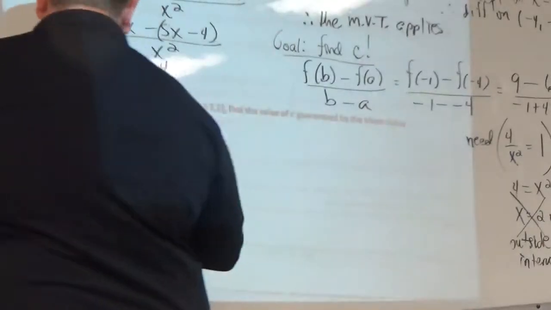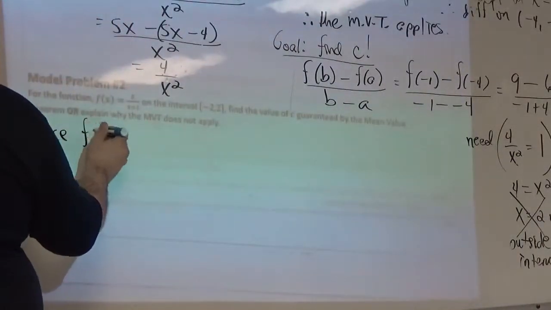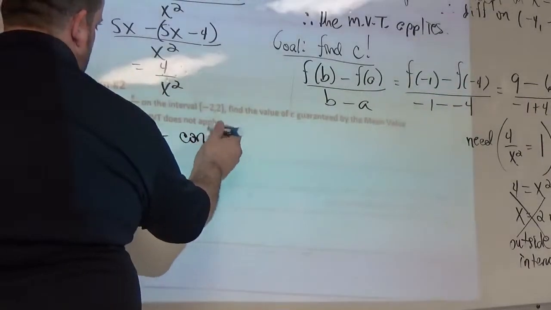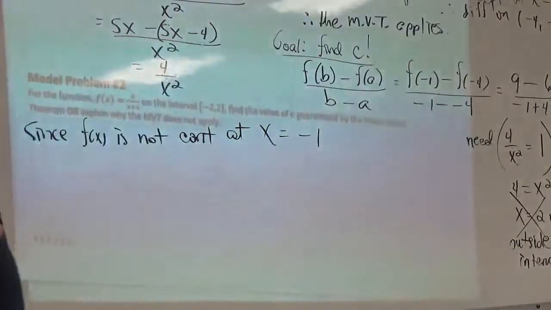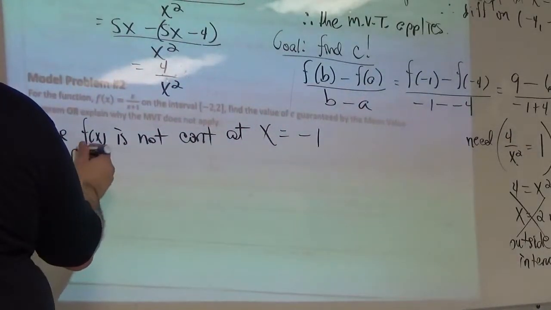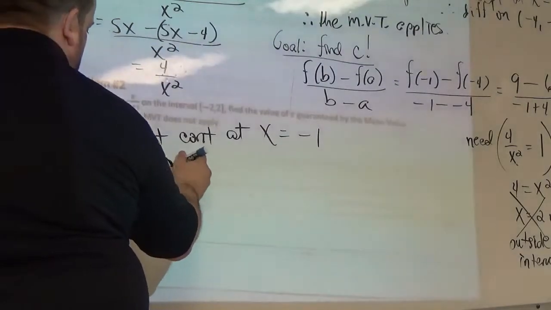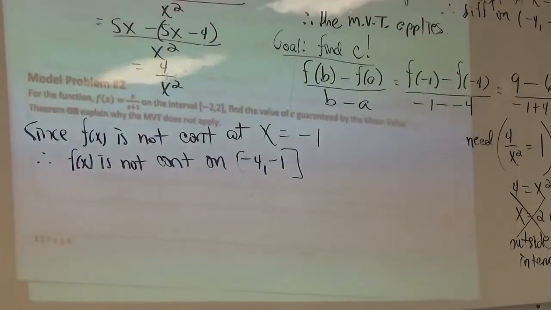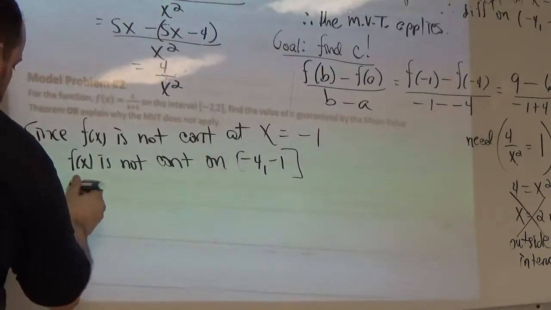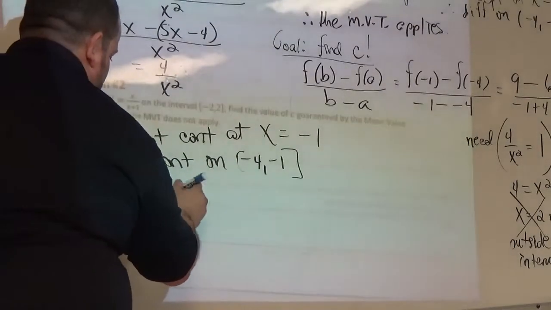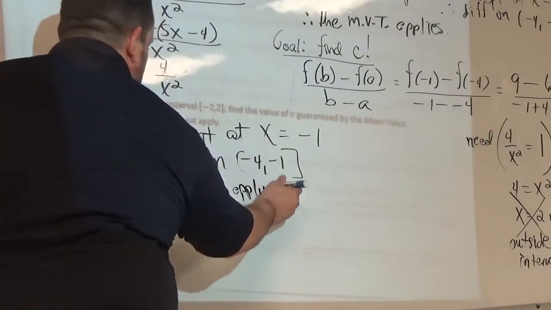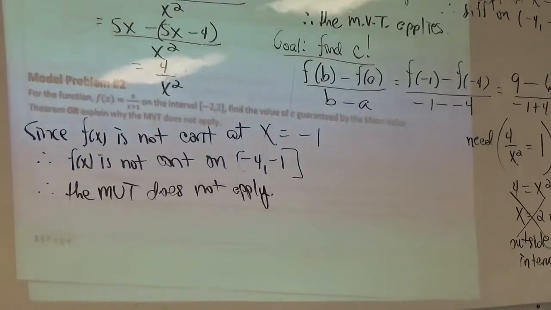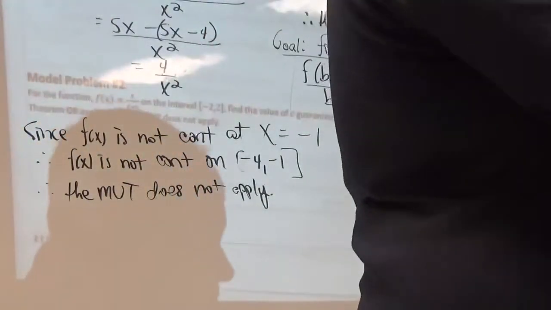So what I'd love to see written down is this. Since f is not continuous at, what do we say, x equals negative 1? So I'd say something like, therefore, f is not continuous on [-4, -1]. As soon as you know one of the conditions has failed you, the function's not continuous, therefore, the MVT does not apply. And if you can't use the MVT, don't go any further. You're not going to move on to proving differentiability and checking the slope of the secant line. As soon as you know one of your two conditions fails, get out.